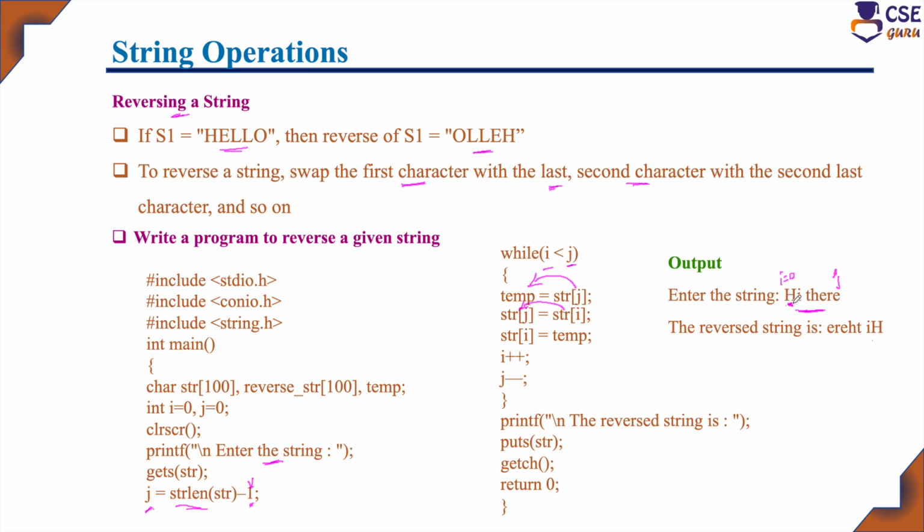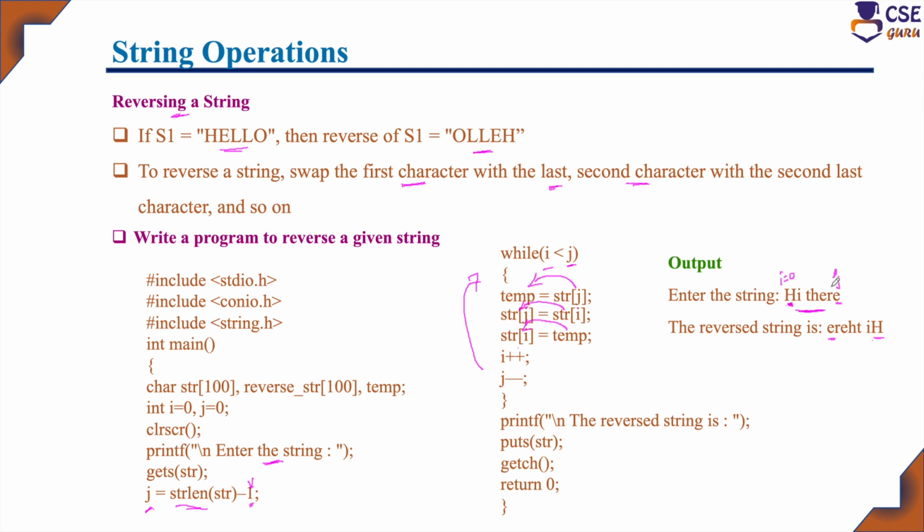Meaning is this h value will be copied to the last position and temp will be copied to str of i. What is there in temp? str of j value. str of j value is e. That will be copied to str of i. So here at i position, the temp value will be copied. Okay, and this procedure continues.